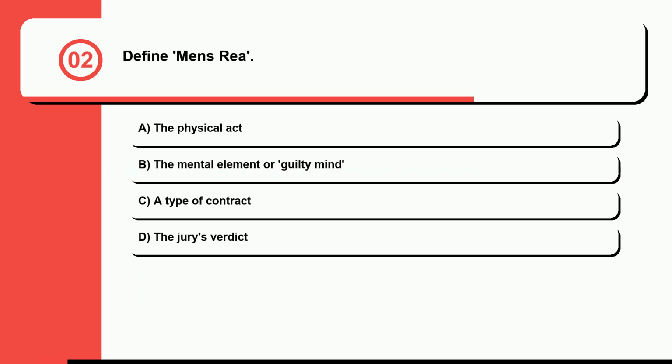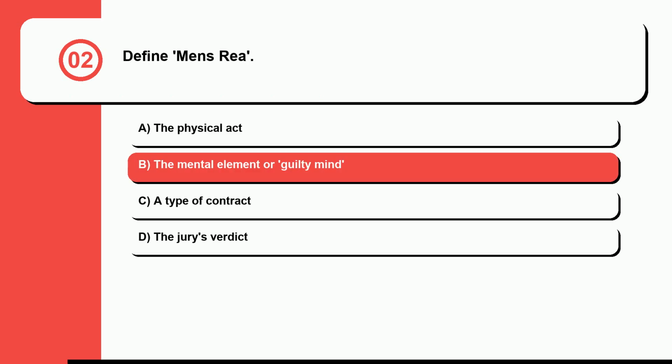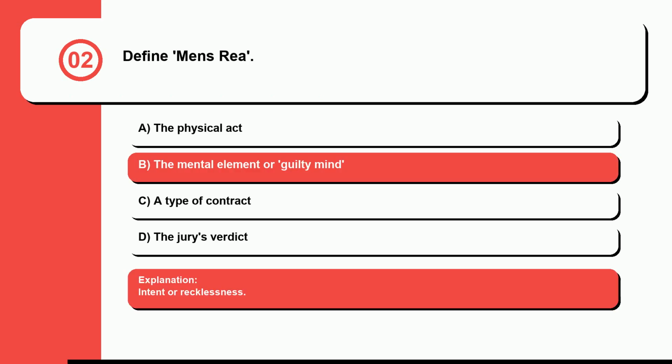Question 2. Define mens rea. A. The physical act. B. The mental element or guilty mind. C. A type of contract. Or D. The jury's verdict. The correct answer is B. The mental element or guilty mind. Intent or recklessness.